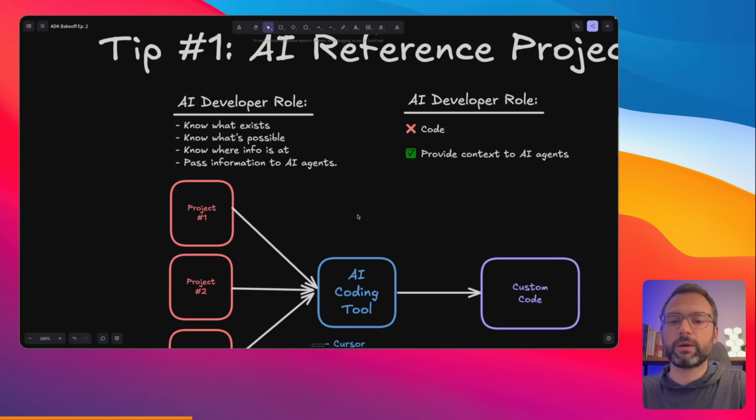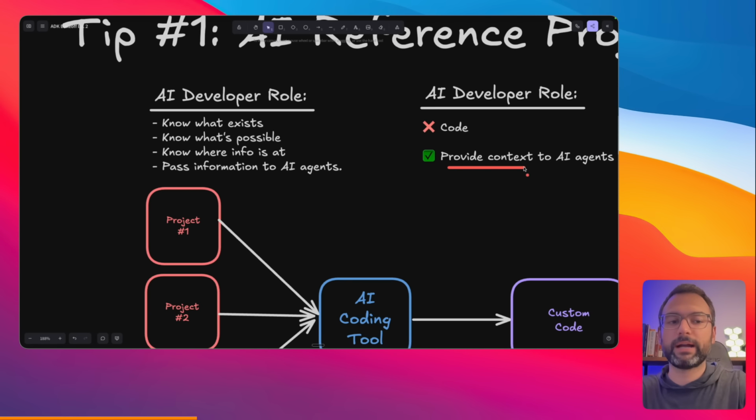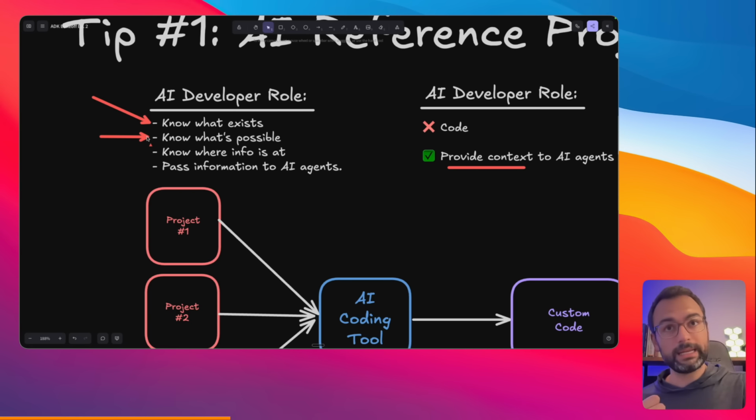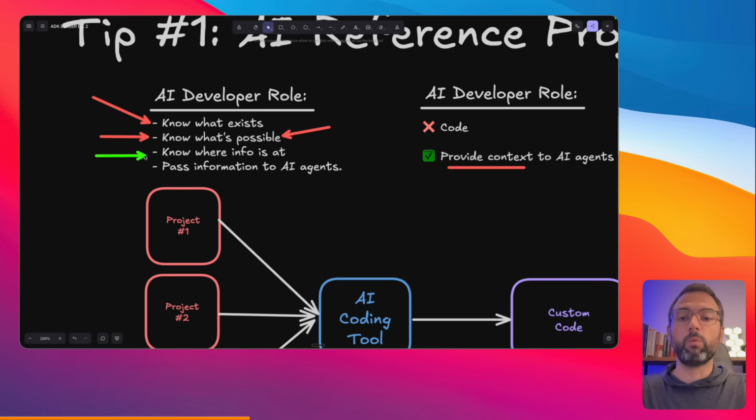Okay, so here's what I mean. At this point, our job is to provide context to AI agents. We're not coding anymore. If you're coding, you're going slow. So what do we need to be doing as AI software developers? Well, our job is to know what exists. So what does ADK do? What does A2A do? What is possible with these frameworks? What can I do with ADK? What can't I do with ADK? When it comes to A2A, what does it allow agents to do? And also, more importantly, we need to know where I can find working samples and examples of these different frameworks.